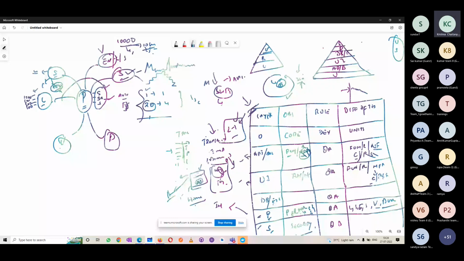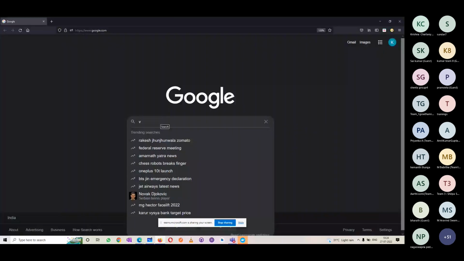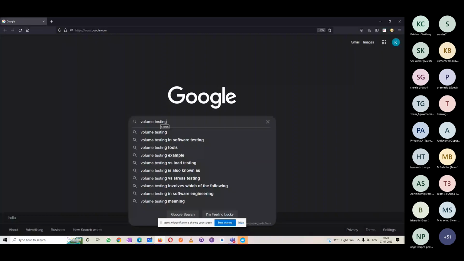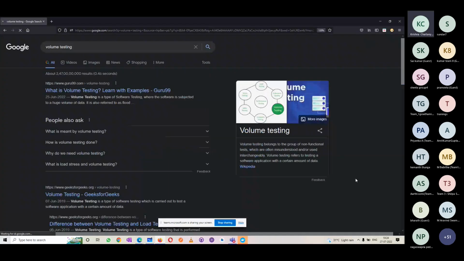Okay, any other questions? Cool. Now coming back to here, the next one is volume testing. What do you mean by volume testing?